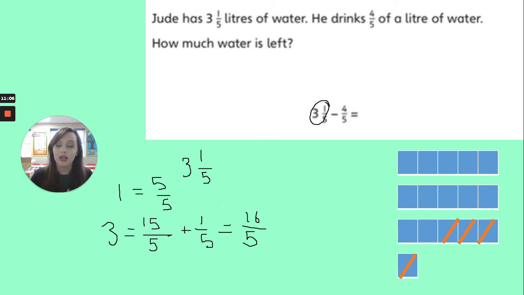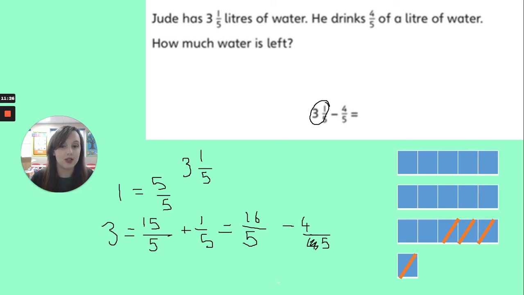And now it's going to be really easy for me to take away those 4/5. Oh, not 4/4, silly Miss Maylands. 4/5. You can see my working out isn't very neat, it's very messy, but it's what works for me. So don't worry about having a piece of scrap paper that you scribble all over.